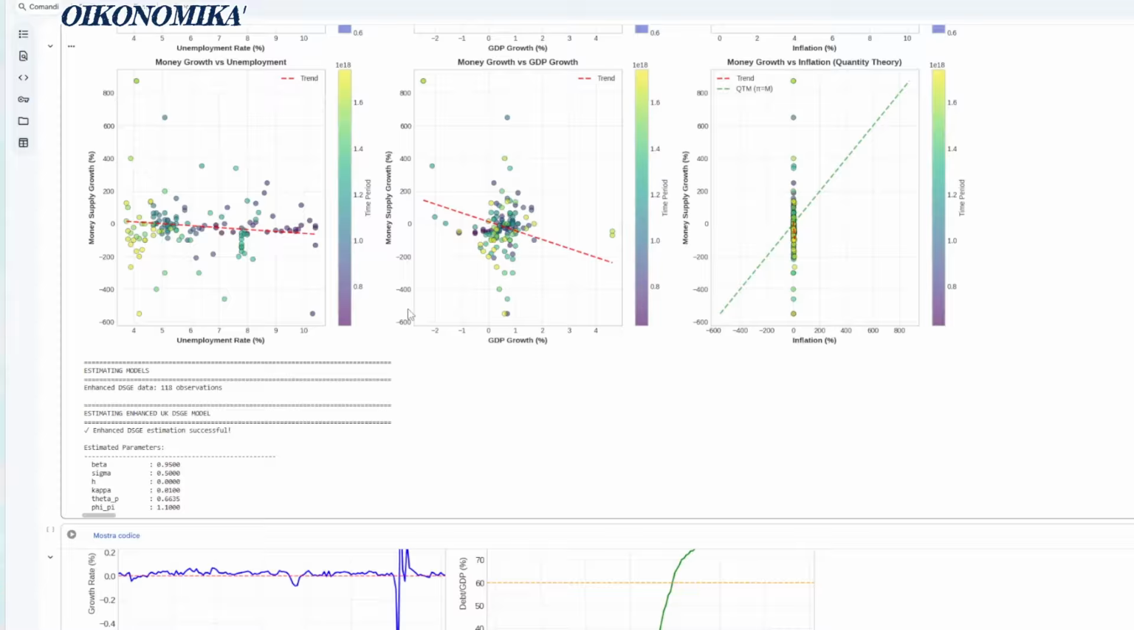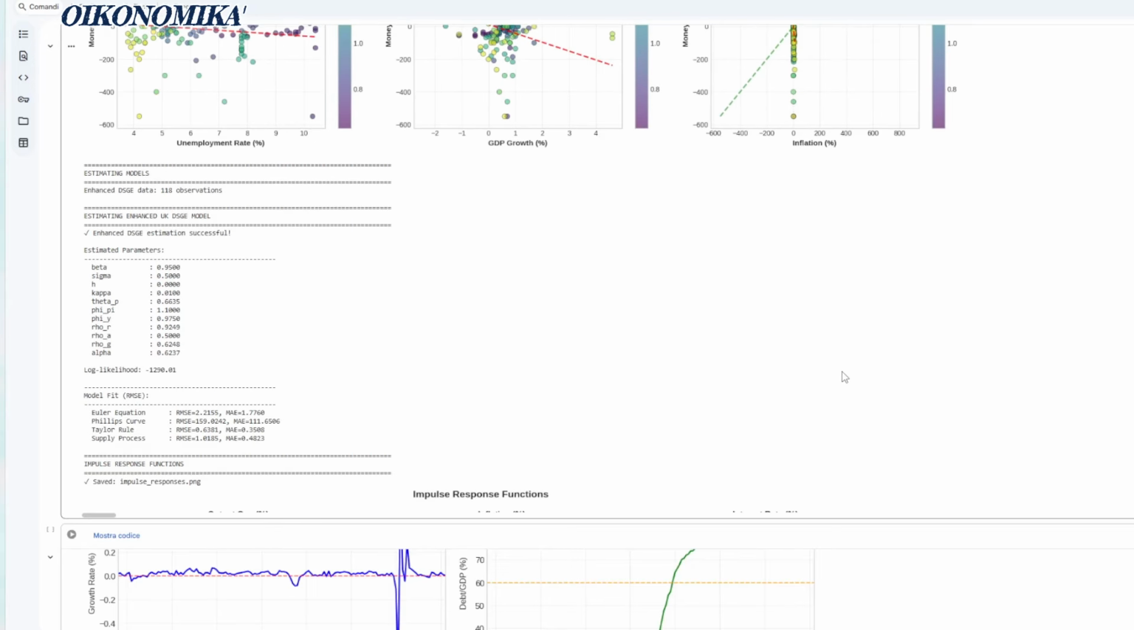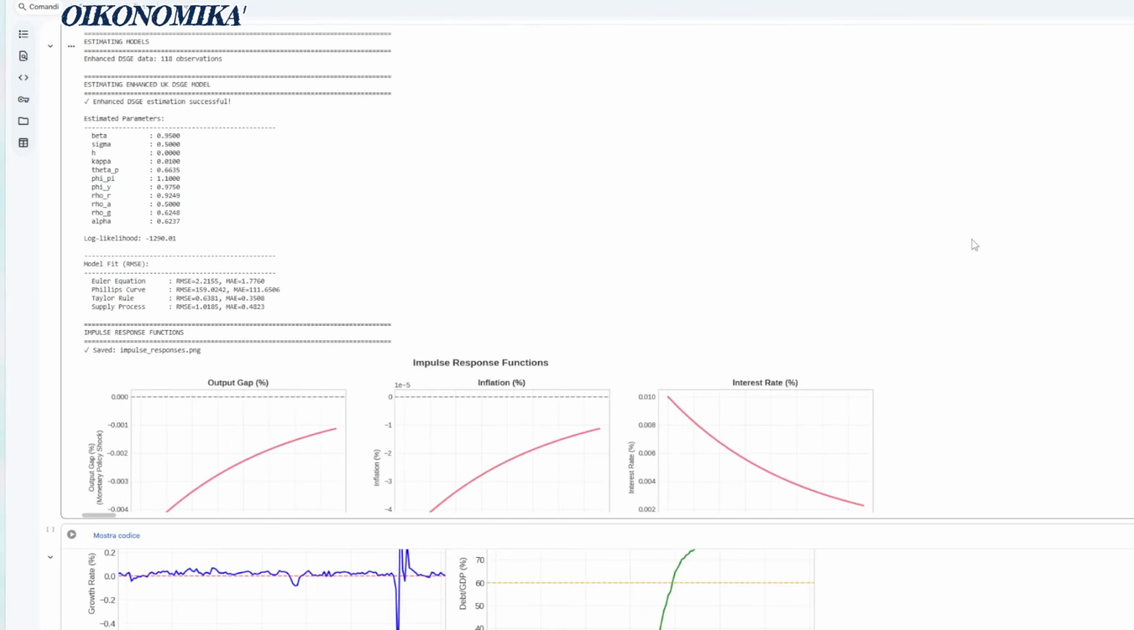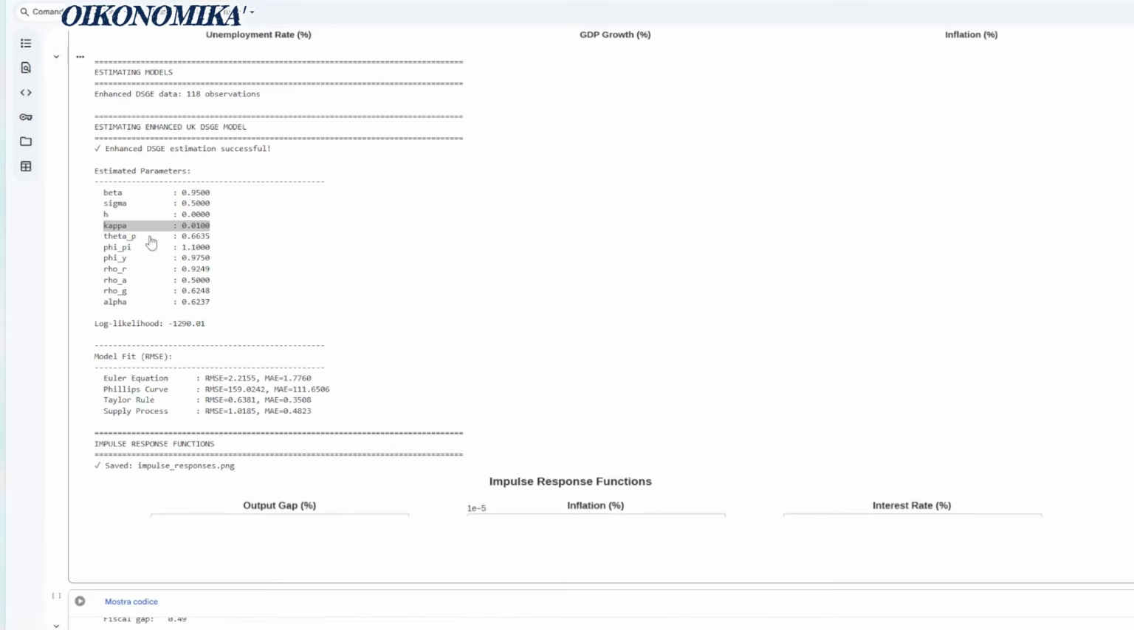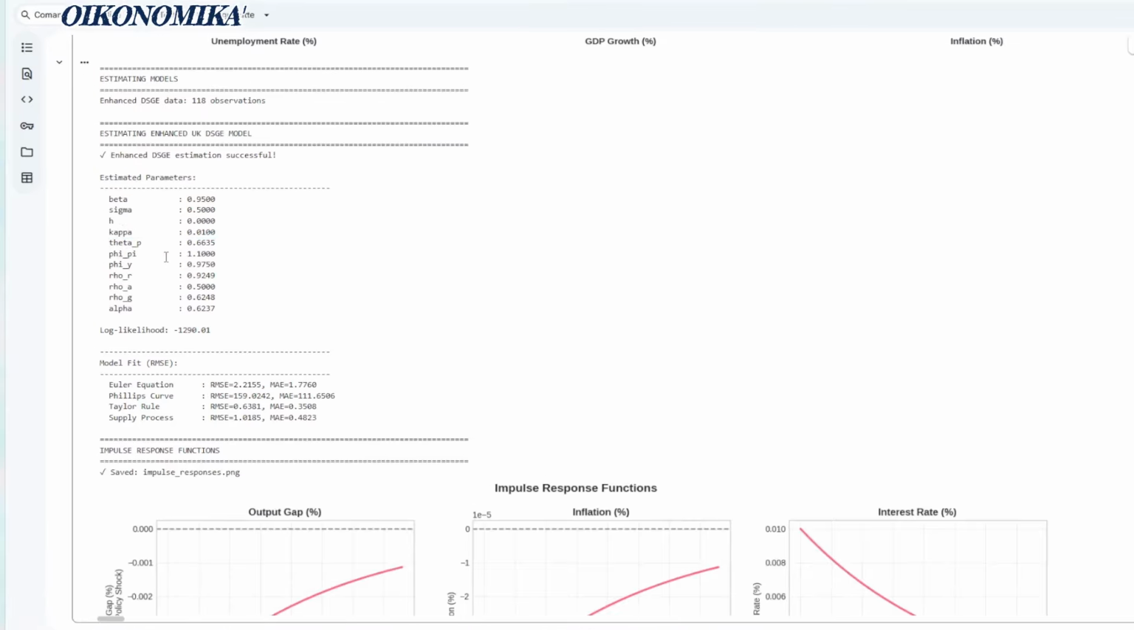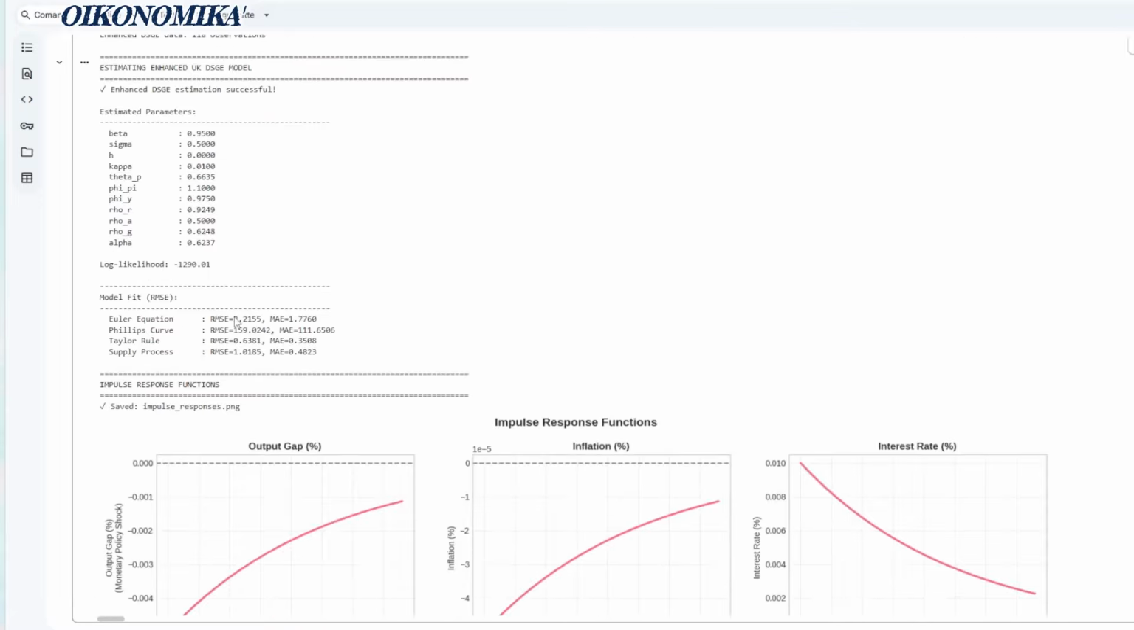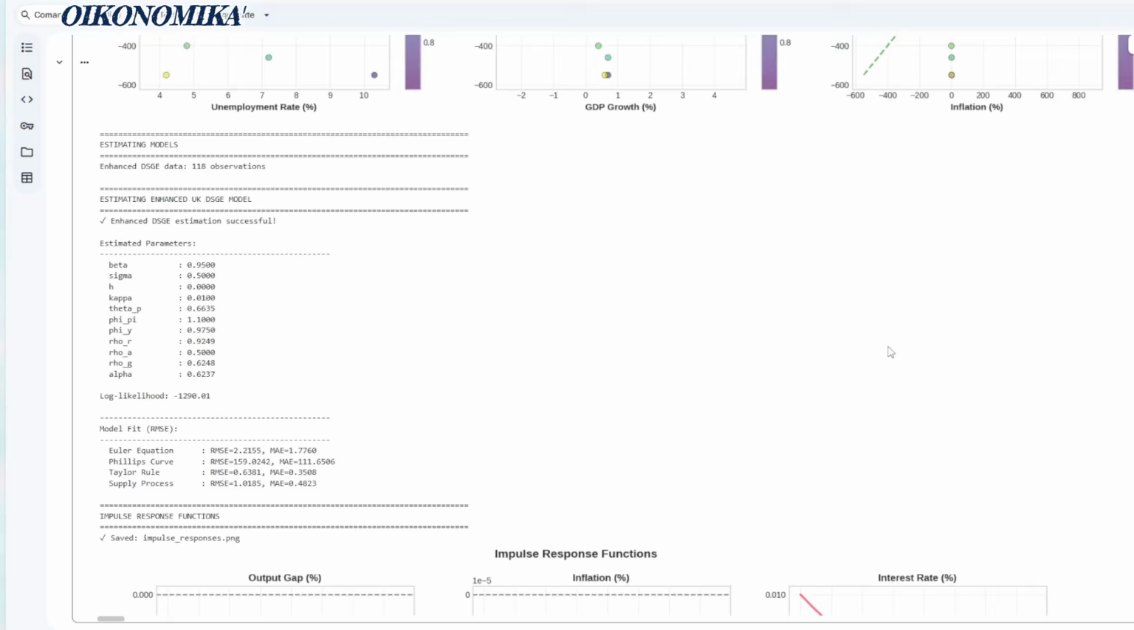positive economic growth. And so if we go again into the nitty-gritty of our beloved DSGE model, we have the usual variables. So we have the beta parameter, the risk aversion parameter, the kappa parameter. So we know that the Phillips curve is very flat. Then we have the reaction to inflation, etc.